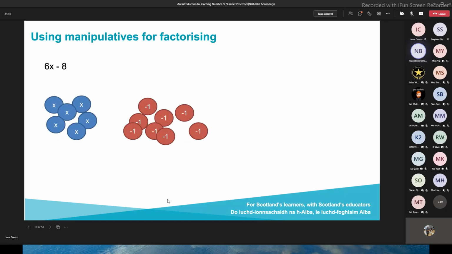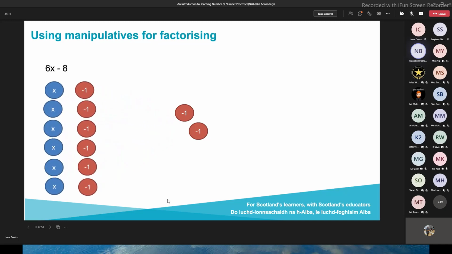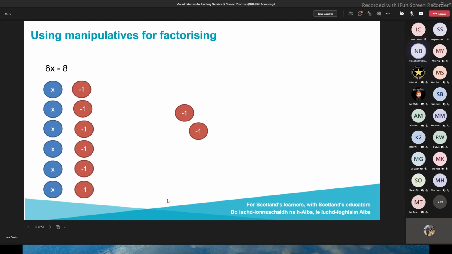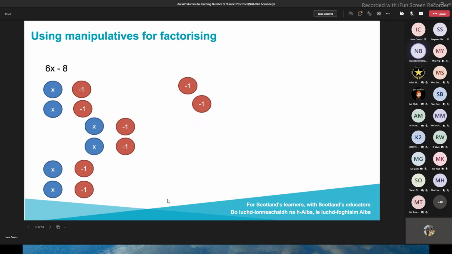We can also use the manipulatives to promote the understanding when we move on to factorising. So this time we've represented our 6x minus 8 using our algebra tiles. So first of all, let's see if we can split it into 2 equal sets. And that doesn't quite work because we've got our 2 negative 1s left over. So 2 is not a common factor.